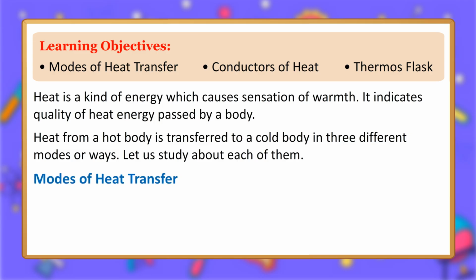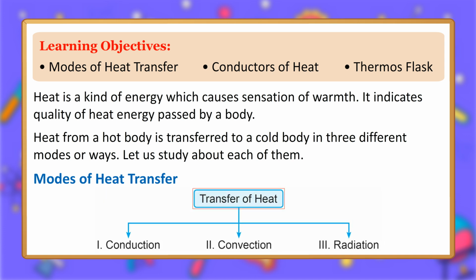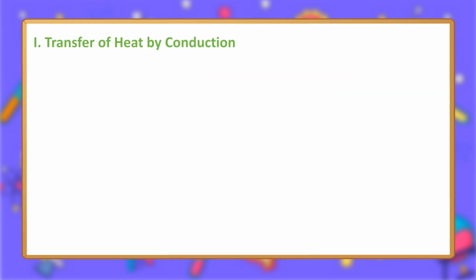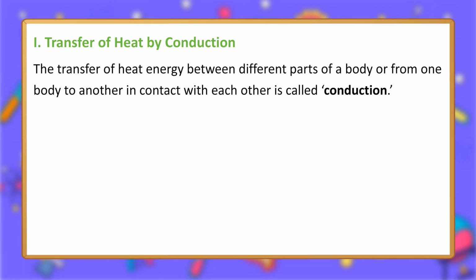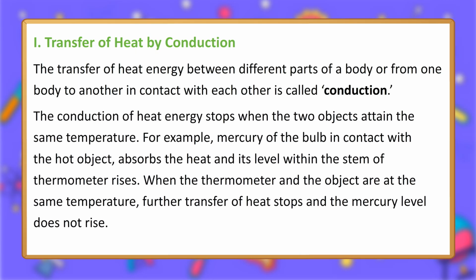Modes of heat transfer. Transfer of heat: 1. Conduction, 2. Convection, 3. Radiation. 1. Transfer of heat by conduction. The transfer of heat energy between different parts of a body or from one body to another in contact with each other is called conduction. The conduction of heat energy stops when the 2 objects attain the same temperature.